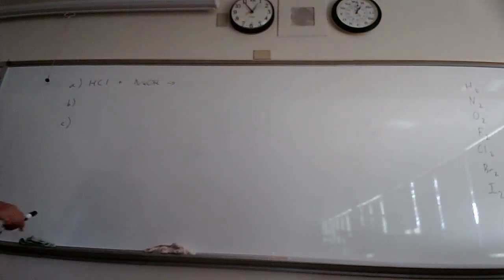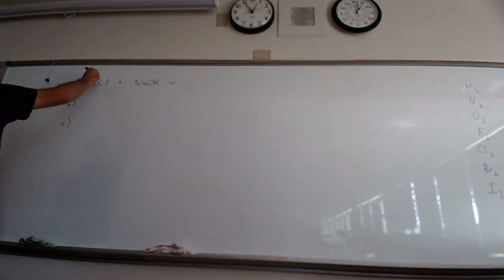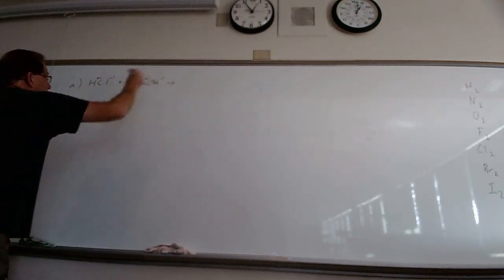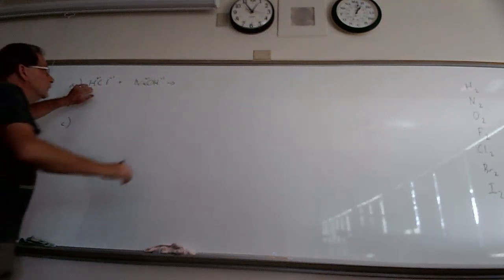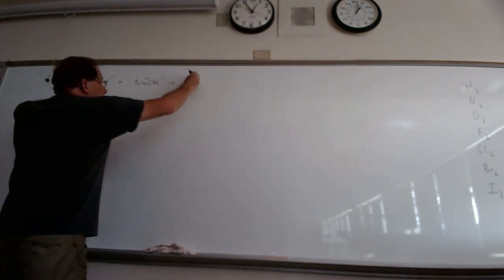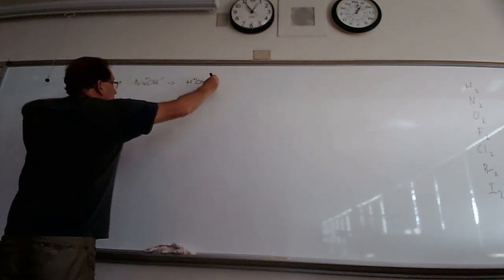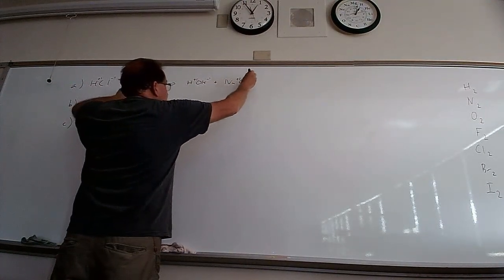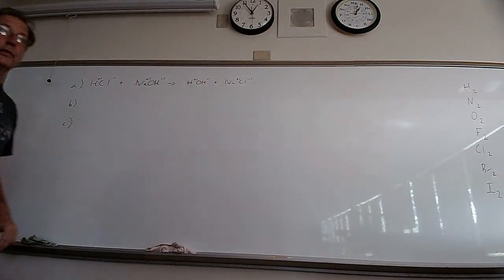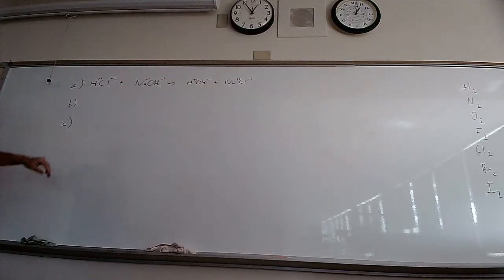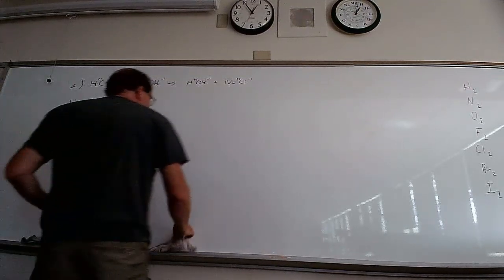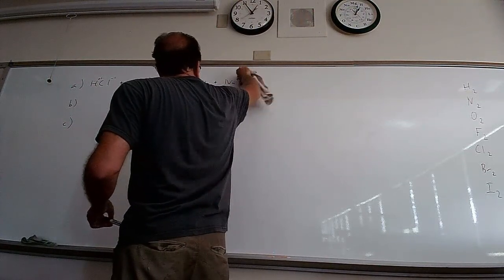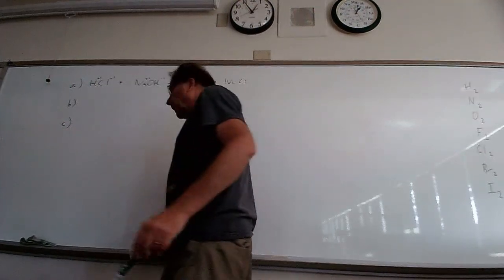Now I'm back. All right, so anyway, H is plus 1, Cl is minus 1, Na is plus 1, OH is minus 1. So H is going to go together with OH, and Na is going to go together with Cl. Now I chose an easy one at first, and you'll find out why later. But anyhow, HOH, that's the correct formula. NaCl is the correct formula. And I believe it's balanced already.